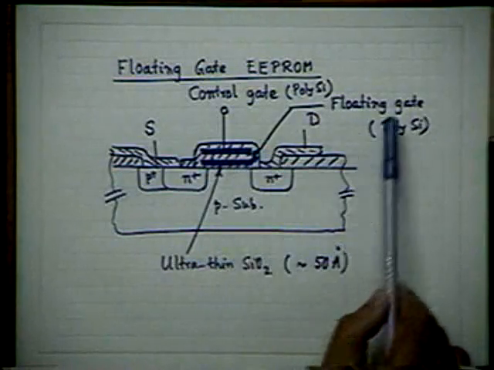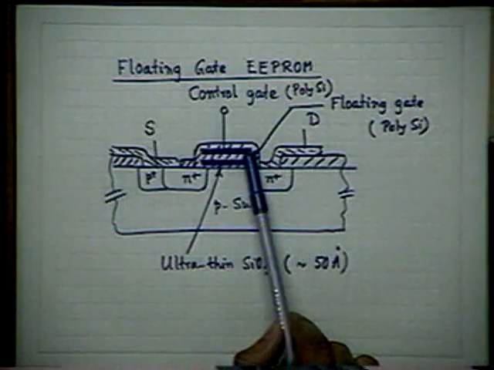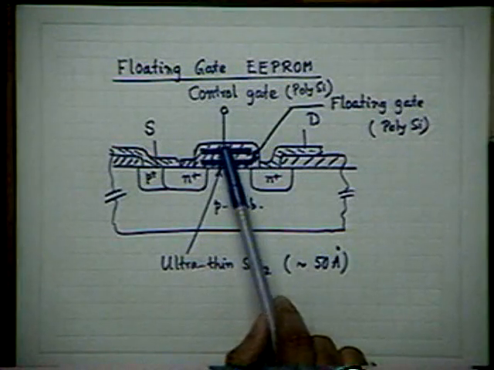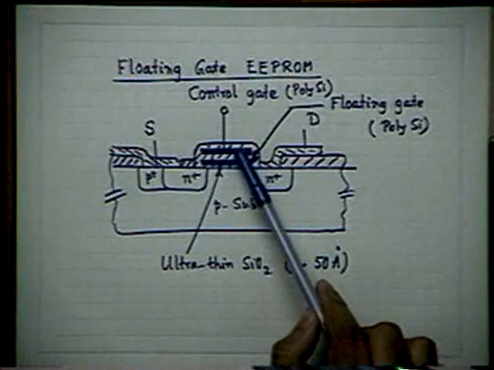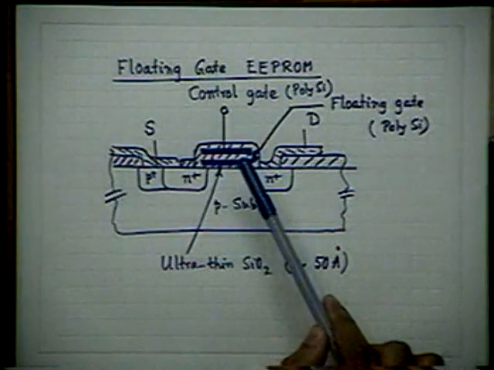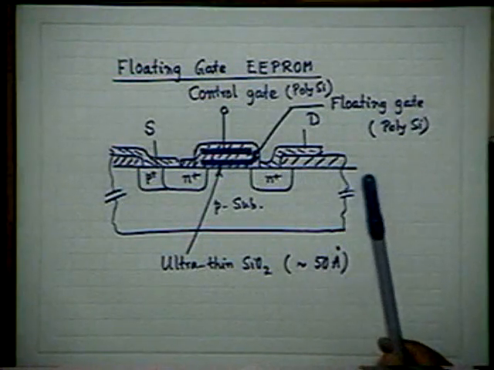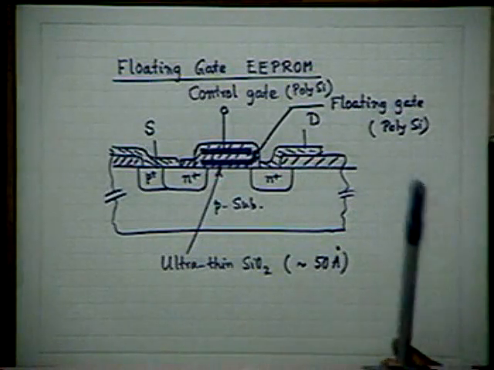The first poly level is for the creation of the floating gate, whereas the second poly level is for the creation of this gate, the control gate, and all other gates. All other gates of NMOS, PMOS, whatever may be in the circuit. Because the thickness here, the total thickness from here to here, is just of the order of the gate oxide thickness, which is normally used.